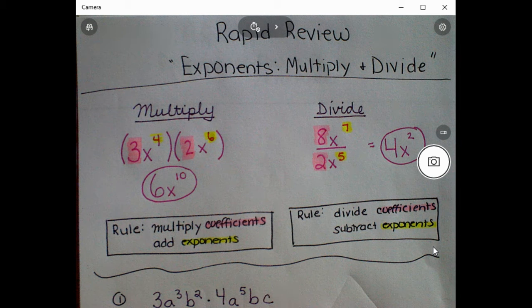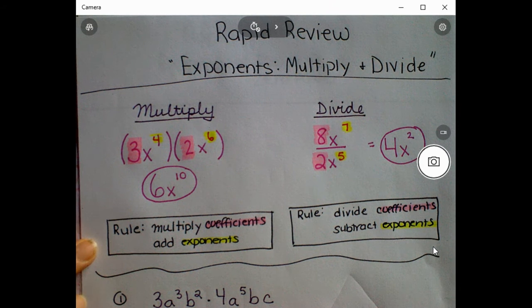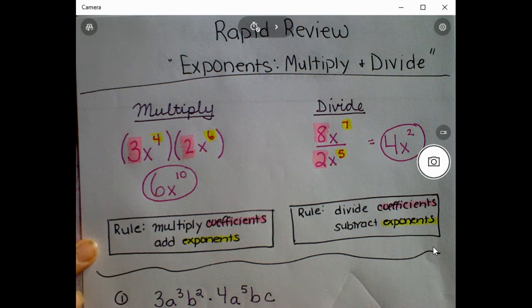Good afternoon. I'm just going to review some exponents, what to do when you need to multiply or divide with exponents today. Again, it should be about 5 minutes, pretty quick. It's just a review of something that you've already learned.